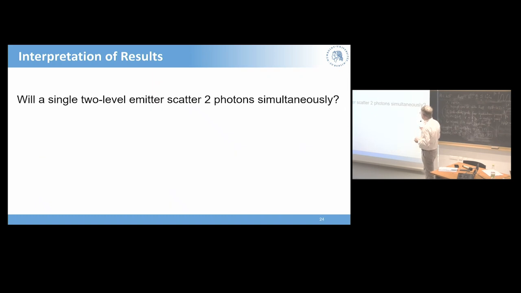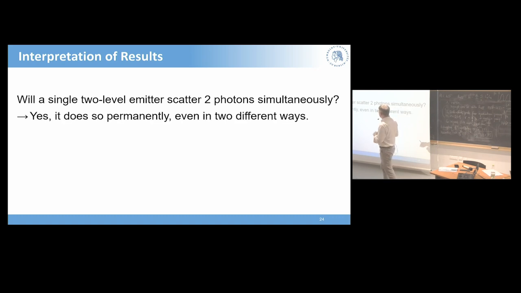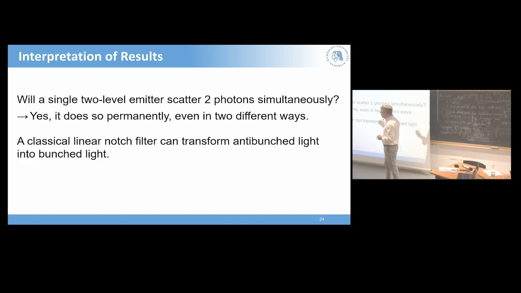And then I can now ask again this question: will a single two-level emitter scatter two photons simultaneously? Okay, and now provocatively I would say yes, it does so permanently and even in two different ways. Okay, but this is now debatable, as so often in quantum mechanics. But there's one thing that you cannot deny. I'm happy to discuss this interpretation, and I have more slides if you want. But there's nothing to discuss about this statement.